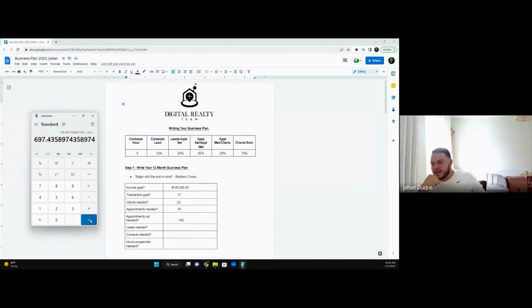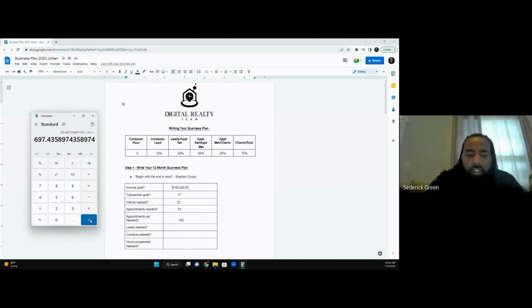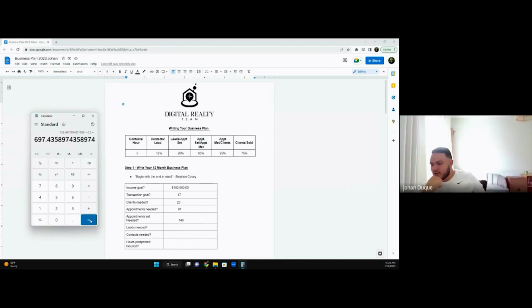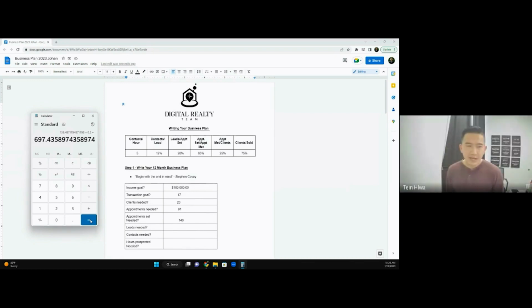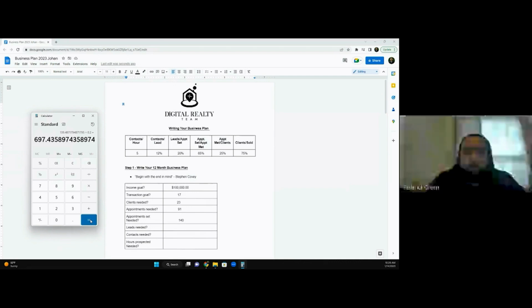I need to set 140 appointments, but the appointments I actually go in person and meet is 91. What was your appointment set needed? My appointment set needed is 140. Out of the 140, realistically, I'll probably go on around 91 appointments in person because some of them are going to cancel and fall off. Okay, hold on. I think I messed up between appointments needed and appointments set needed. And make sure you're hitting the percent sign, because if you don't, then you just have to move the decimal. Yeah, I just multiply by 100.